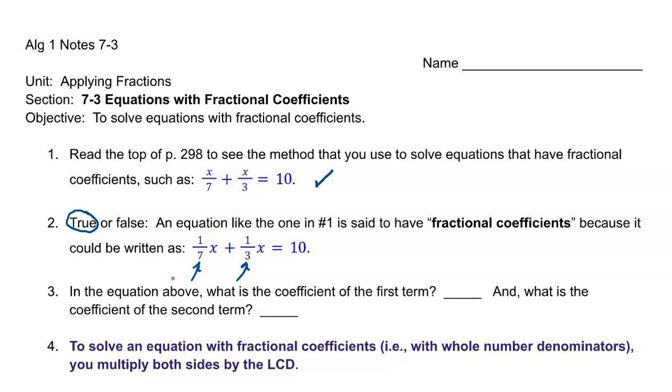Number 3, in the equation above, what is the coefficient of the first term? That's 1/7. And what is the coefficient of the second term? 1/3. Number 4, here is what we read in the textbook. To solve an equation with fractional coefficients, you multiply both sides of the equation by the LCD.